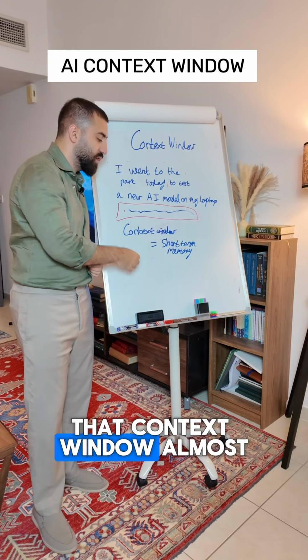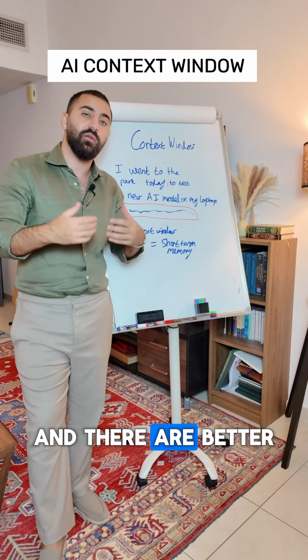So remember this, that the context window almost acts like a short-term memory for the model, and there are better ways to use it.